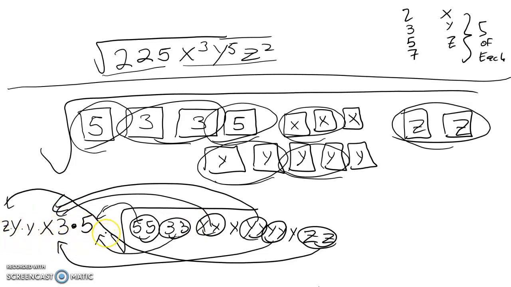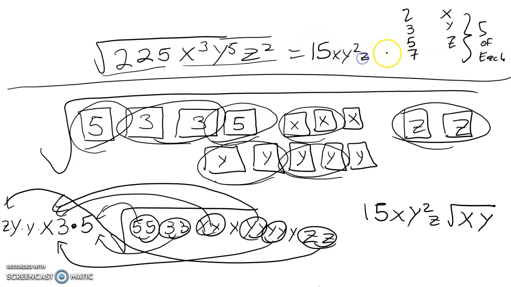And then once we get all of our stuff out here, all we do is multiply it all together. So we multiply the numbers. 3 times 5 is 15. Well, x, there's no other x's to multiply, so x stays the same. y times y gets us y squared. z gets us z. And then underneath, we're still left with the x and the y that we'll just put together there. And so from that, we know that this is going to be 15 x y squared z times the square root of xy. Okay?